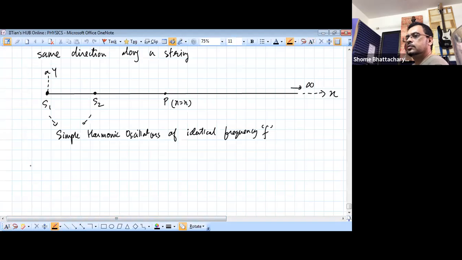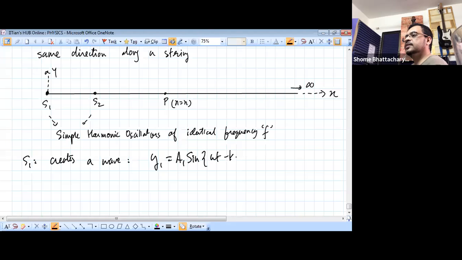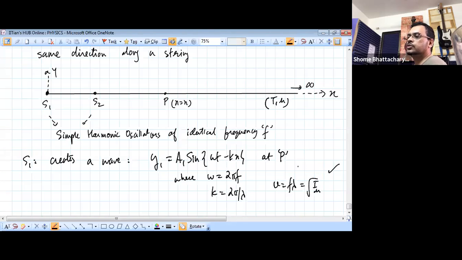Suppose the source S1 creates a wave of the equation some amplitude times sin(omega t minus kx) at the point P. That is, if the source S1 was operating on its own, it would have created a wave like this, where omega would have been 2 pi f, k would have been 2 pi by lambda, and v is equal to f lambda or square root of T by mu, where T and mu are the properties of the string. So given the frequency of the source and the properties of the medium, we can find the wave equation in terms of the amplitude.